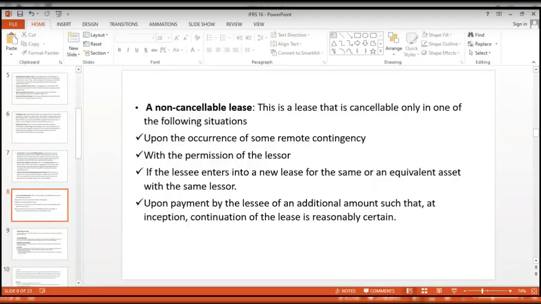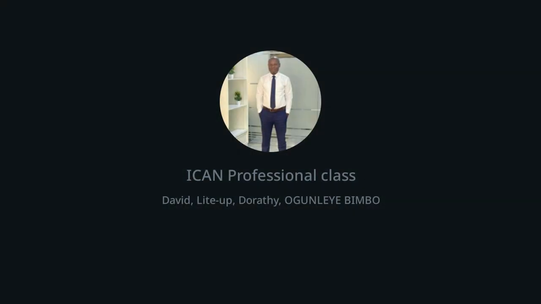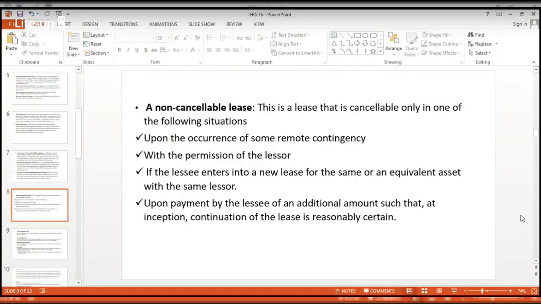Two, with the permission of the lessor. So we're looking at that also. This is a lease that is cancelable only with the permission of the lessor. That is, the two of them, both the lessee and the lessor, agree to cancel. If the lessee enters into a new lease for the same or an equivalent asset with the same lessor.